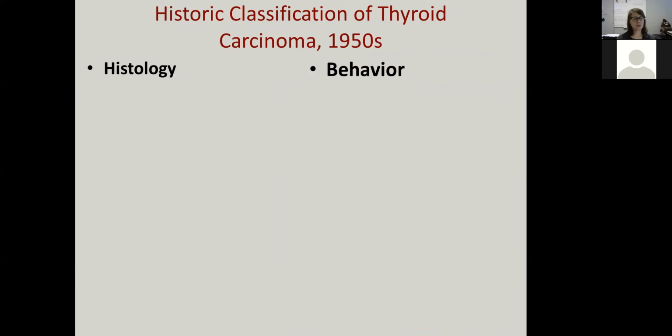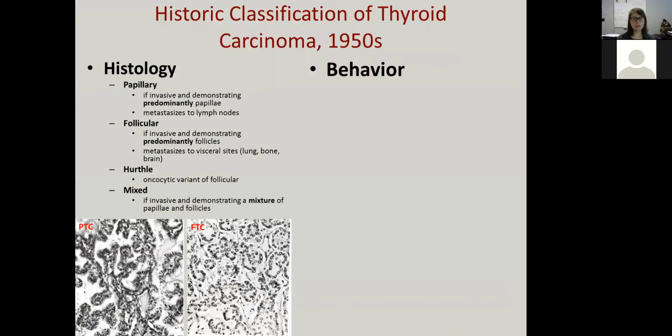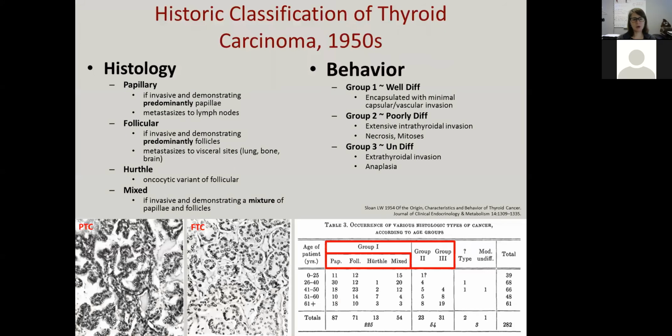So historically, thyroid cancers were classified on their histology, being just, did they grow in papillae, did they grow in follicles, or did they grow mixed, okay? They were also sorted by behavior. Were they well differentiated essentially? Were they more aggressive? Or were they very bad and anaplastic? So very similar to what we have today.